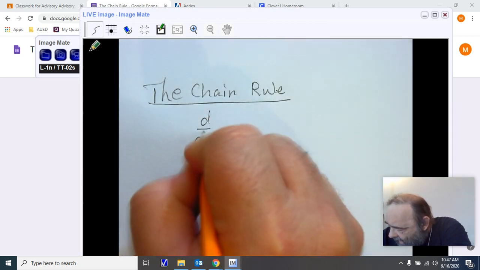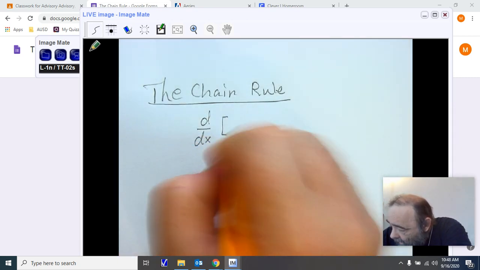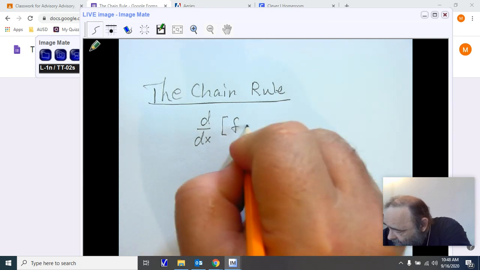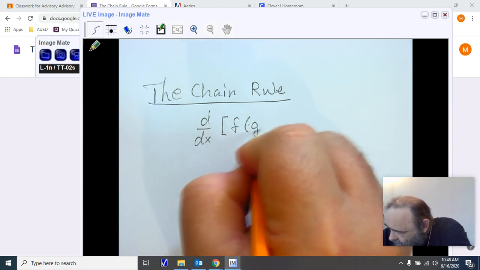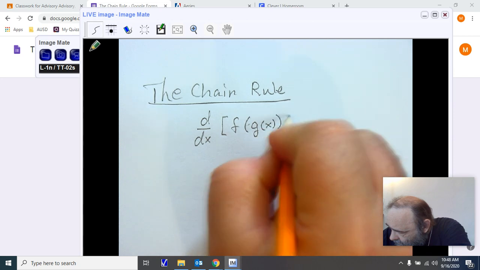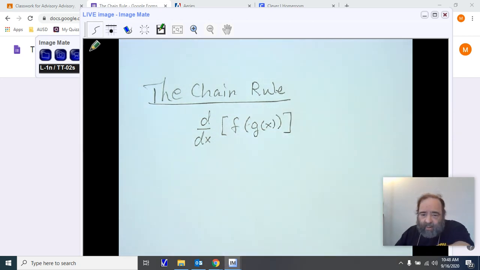If I have d/dx of f of g of x, what I need you to do is kind of think about this as we're taking one value from another function and putting it into another. And this is like a change or conversion of units.